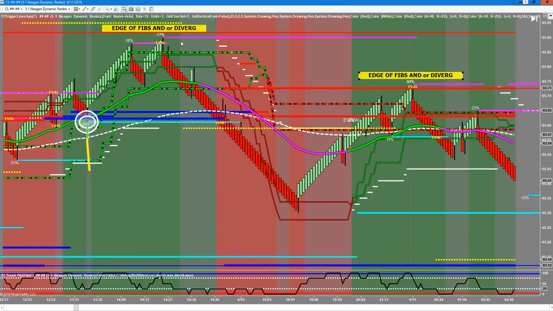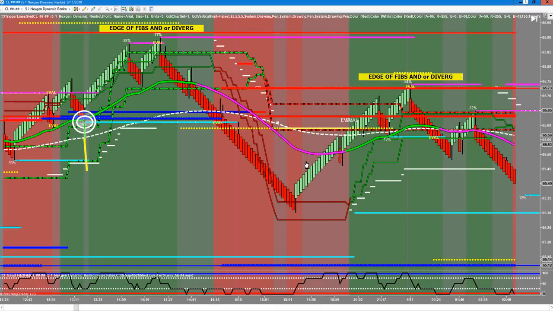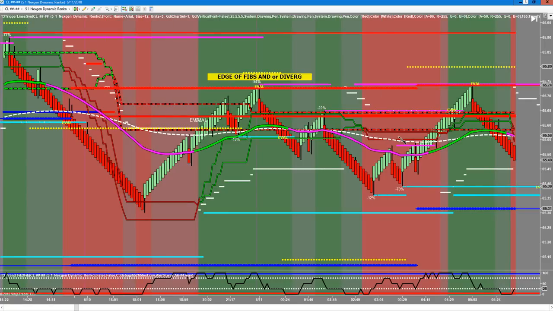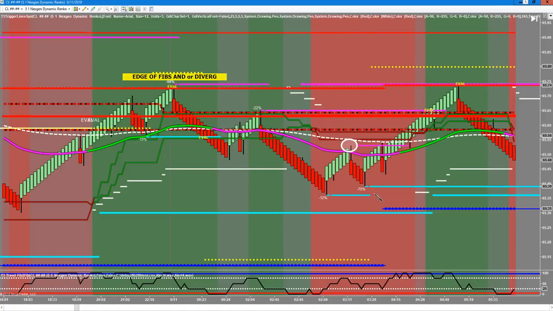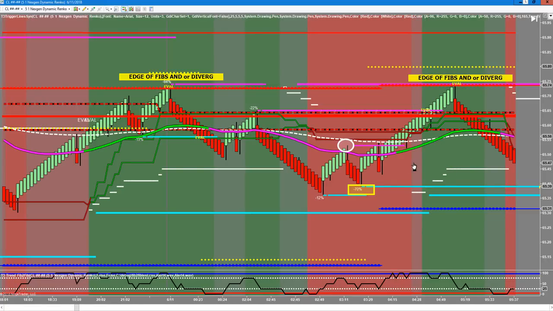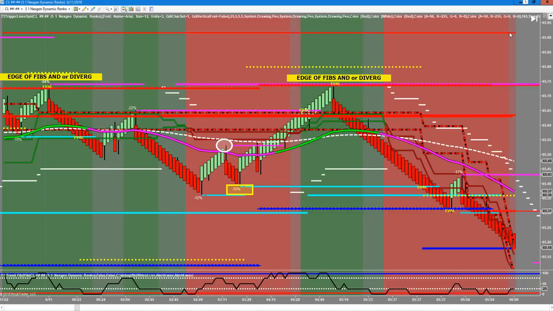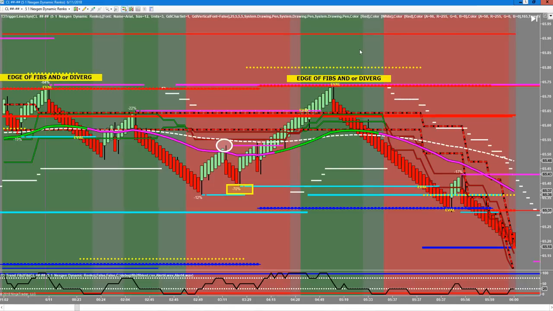Fibs, divergence, and the edge, you see it? And again, this is probably your trend trade down, and unfortunately, you don't get rich on this one because you get divergence. Divergence kills a trend trade. Edges of fibs again, guys. You can see what happens at the edge of the fibs. And again, only one of two things happens at the edge of the fibs.